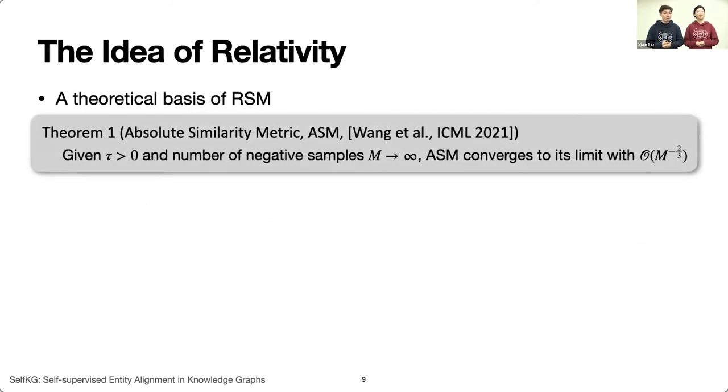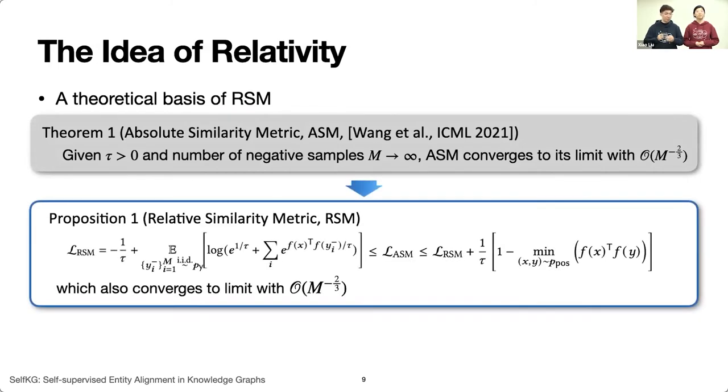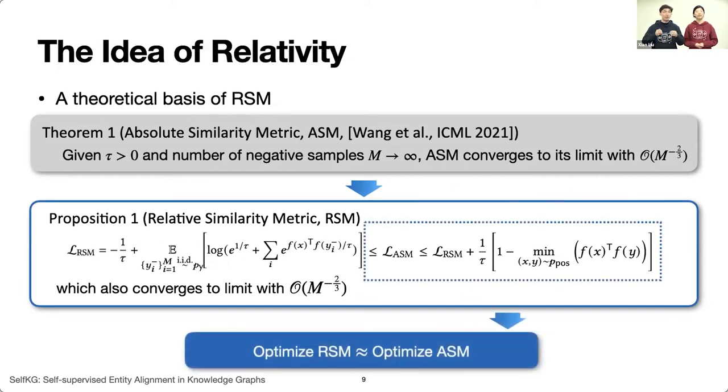And theoretically speaking, on top of the theorem proposed by Wang in 2021 for ASM, we propose a proposition which proves that our relative similarity measure with a constant can form an upper bound of ASM. In other words, when we optimize the RSM, we are approximately optimizing the ASM too.